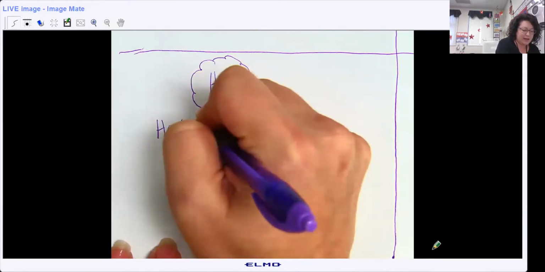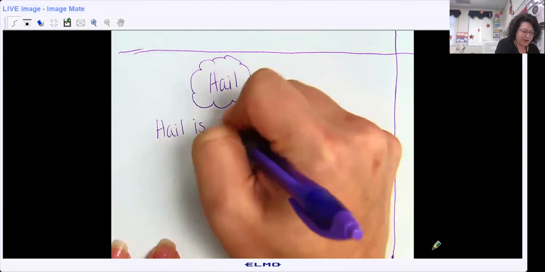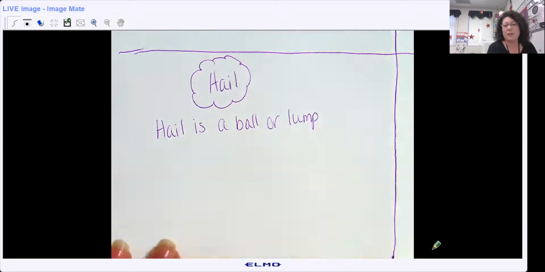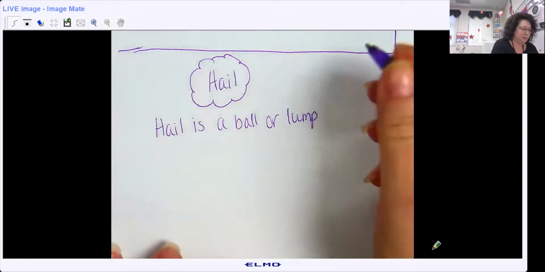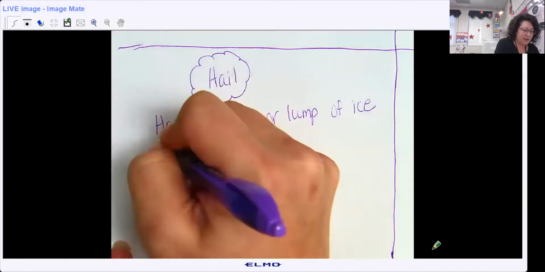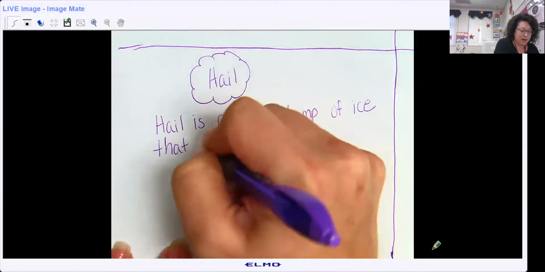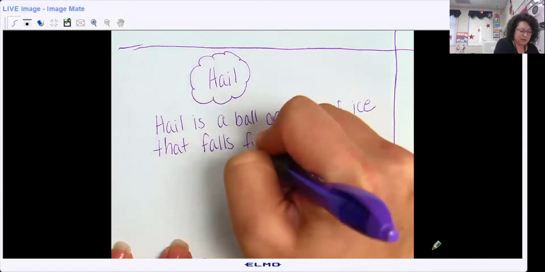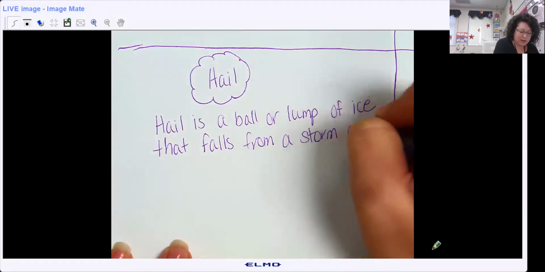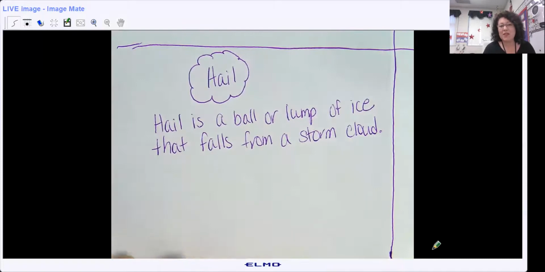Hail is a ball or lump. It can be a lump. It doesn't have to just be a perfect ball of ice that falls from a storm cloud. And it doesn't just have to be in the winter when it can hail. Sometimes it hails before a tornado. Okay.